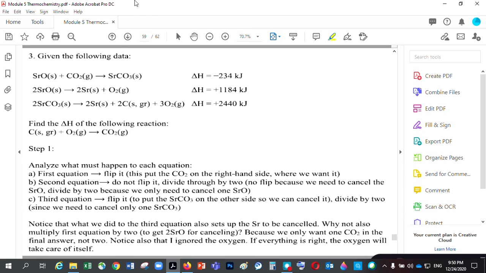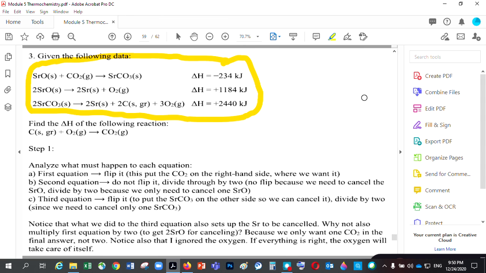Let's look at another example. Given the following data, we have three equations together. Find delta H of the reaction. So again, carbon is solid graphite plus oxygen gas yields CO2 gas, correct? Using these three equations we were given.